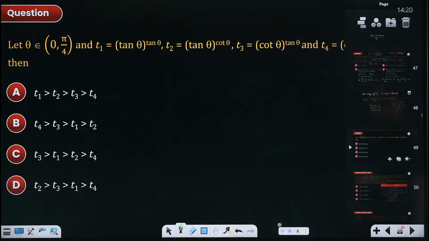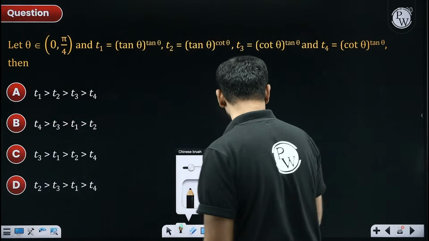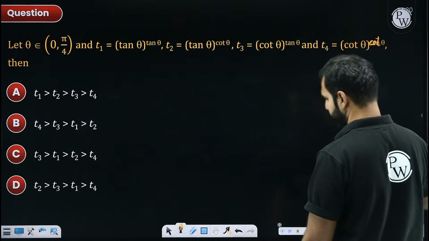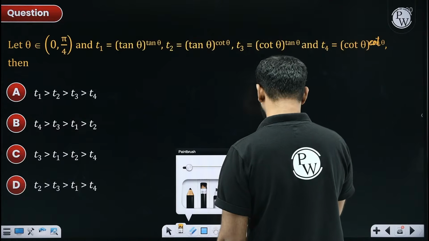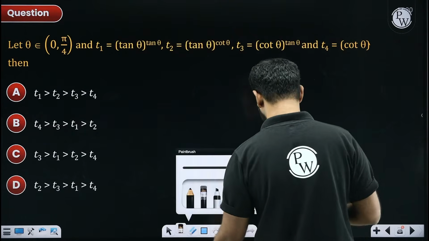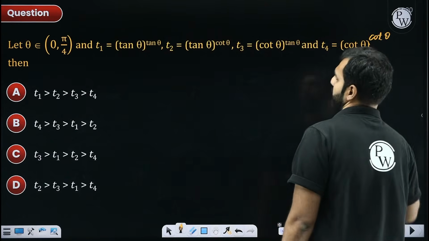Let us solve the next question. A very decent, a very straightforward, simple question. Let me make a simple correction here. This should not be tan theta. It should be cot theta here. Let me do it in a more appropriate manner here. This is cot theta to the power cot theta. By the time I'm correcting it, you try and tell me the answer to this question.